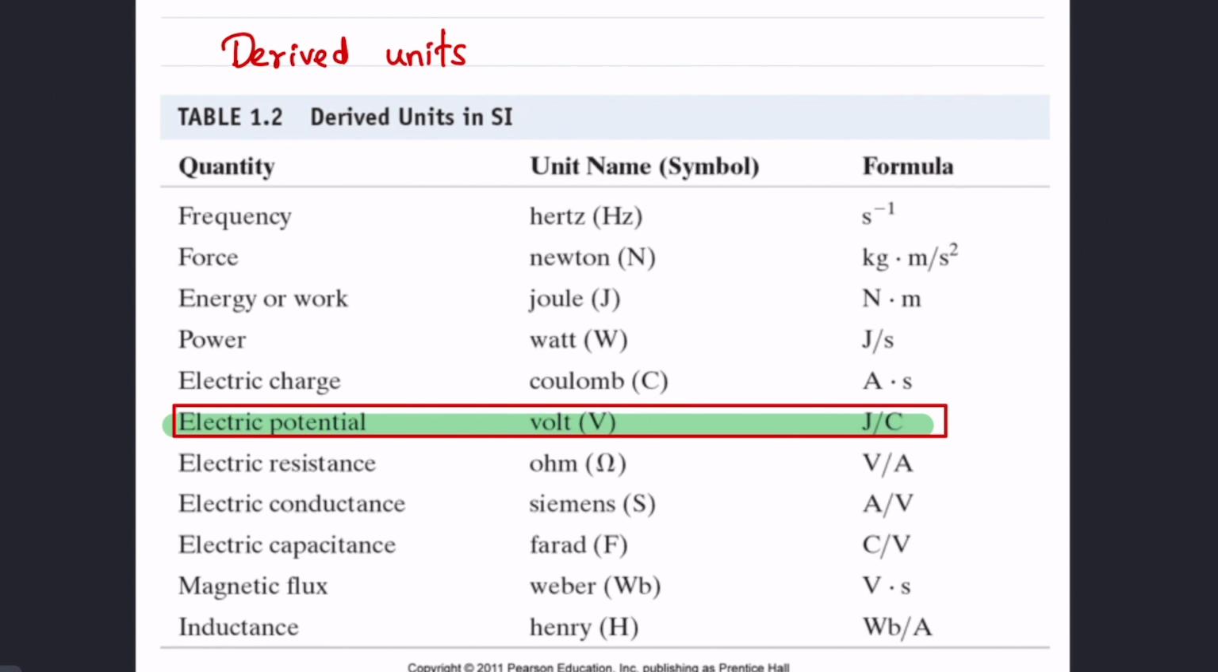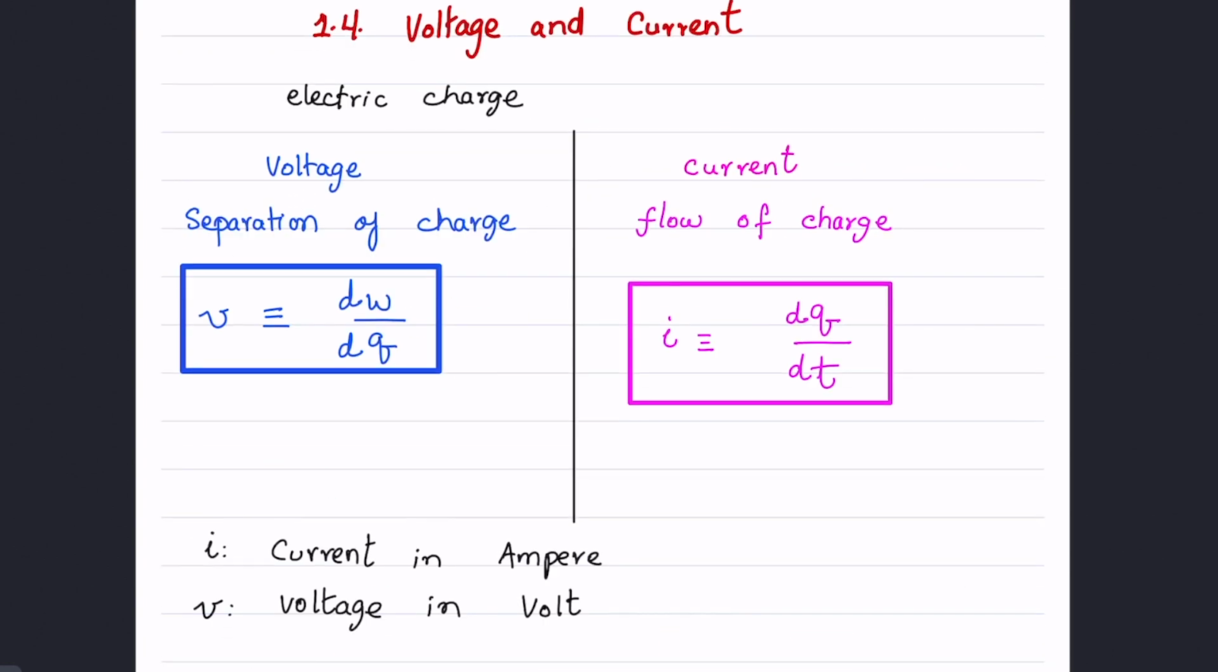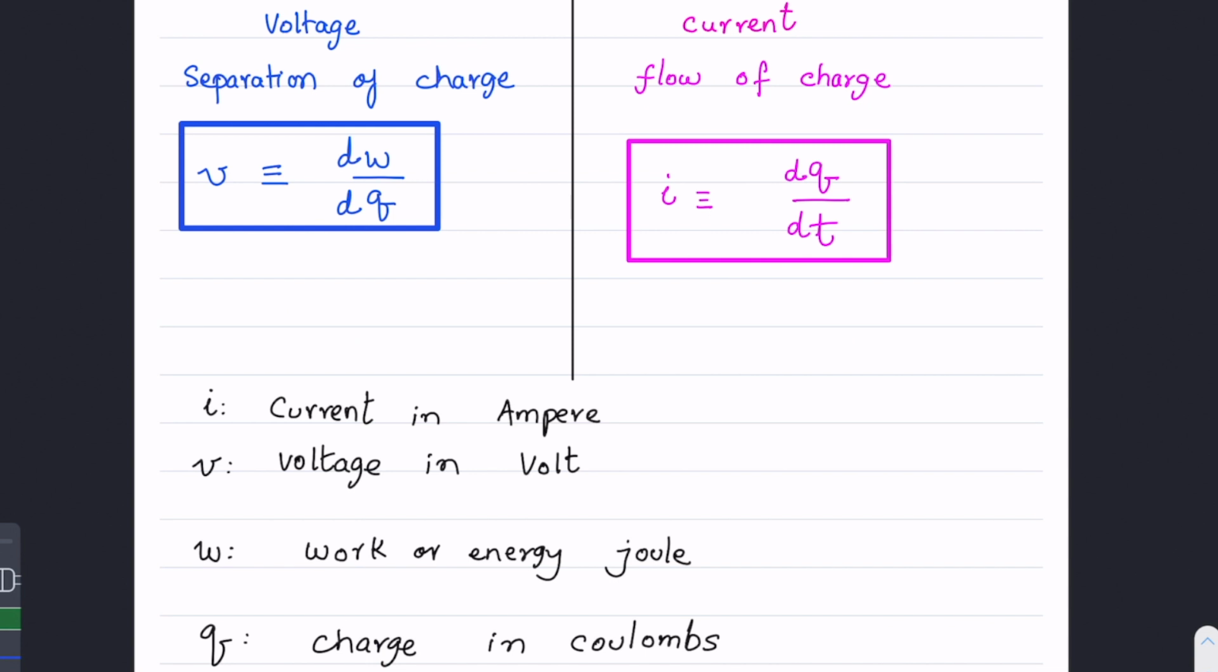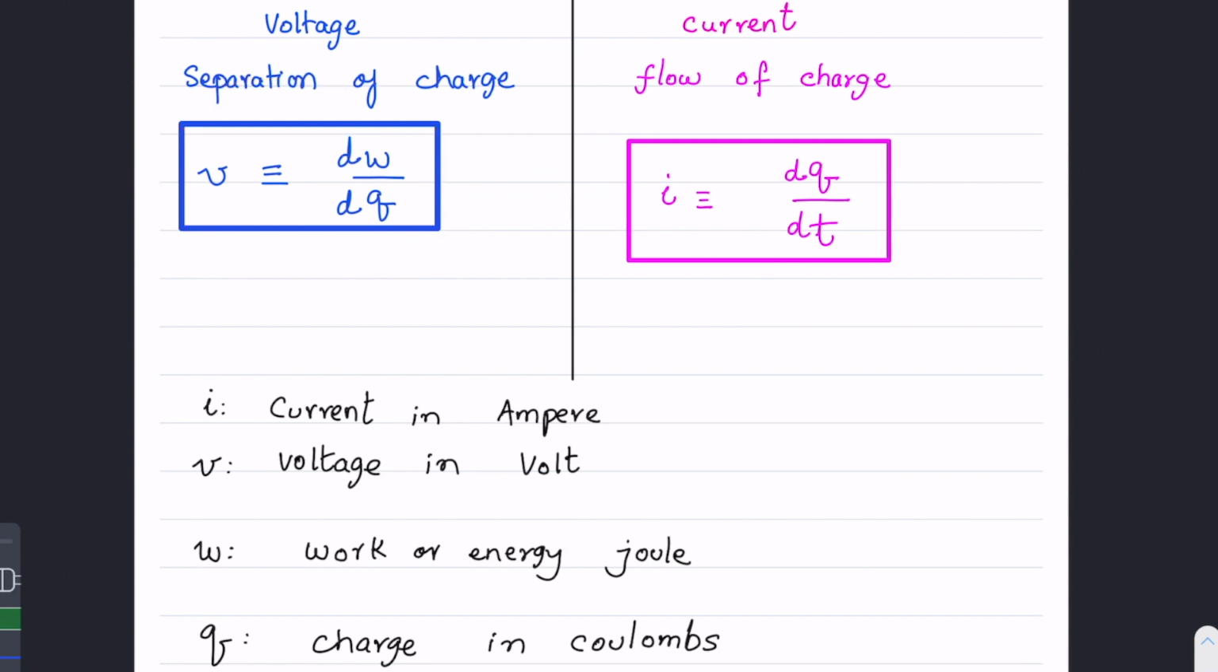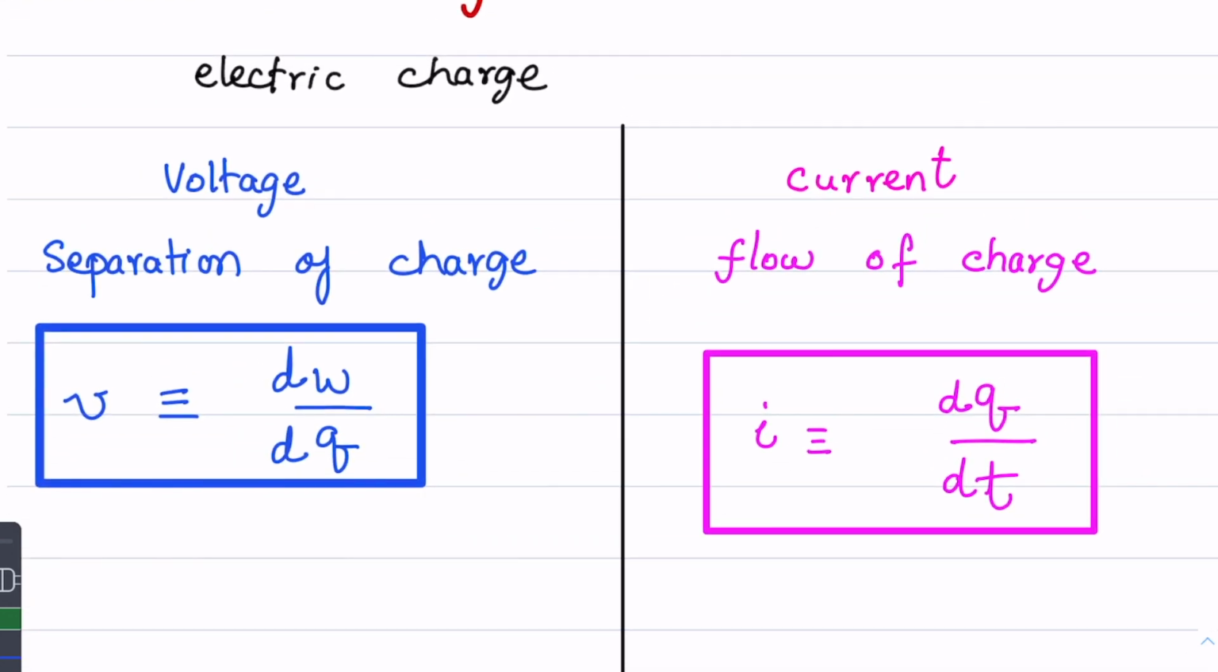So you have seen these quantities before, and then here are the definitions. When we go to problems, we are going to use these definitions. The derivative of work with respect to charge gives us the voltage, and on the other hand, the derivative of charge with respect to time gives us current. We are going to use these definitions in the problems, and if we have to change them into integral form, we will do that and then apply these definitions.